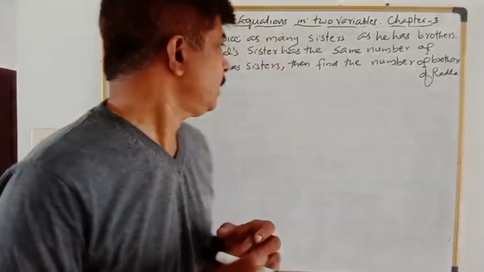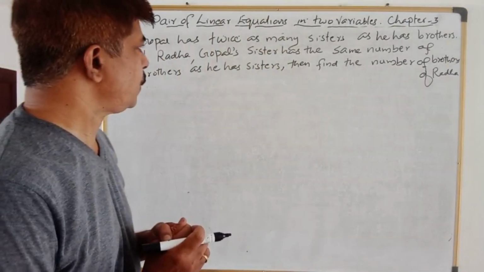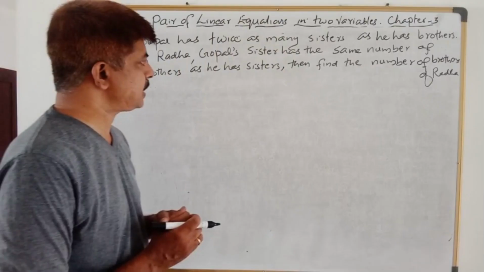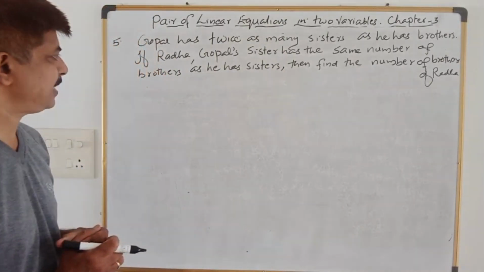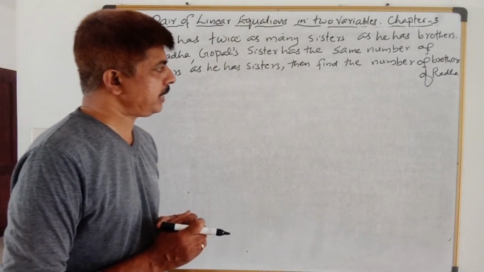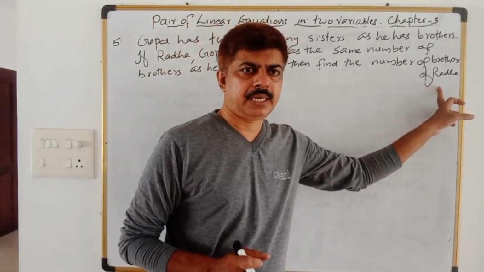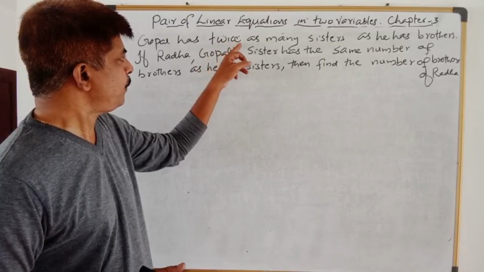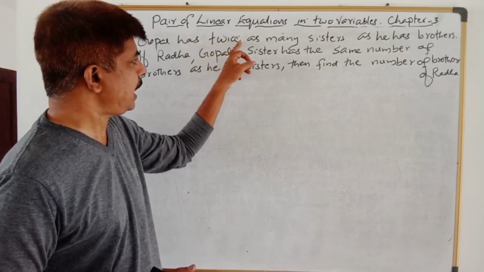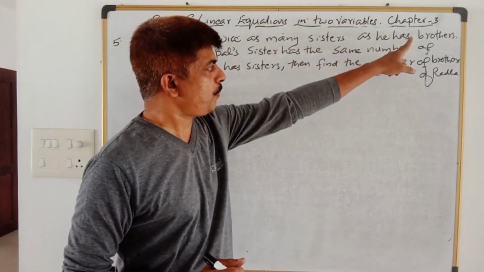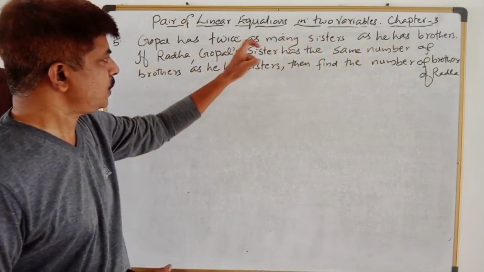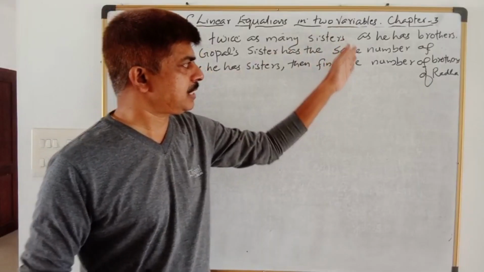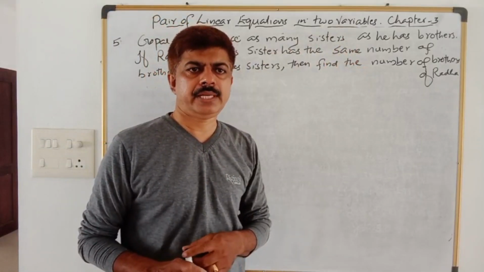Here is our fifth question. Gopal has twice as many sisters as he has brothers. If Radha, Gopal's sister, has the same number of brothers as she has sisters, then find the number of brothers of Radha. Look at the question. According to the question, the number of sisters Gopal has is twice the number of brothers. So let us represent this situation using a pair of linear equations in two variables.